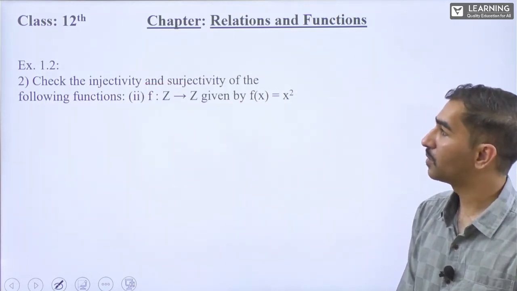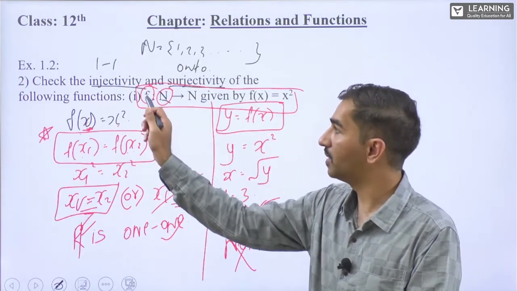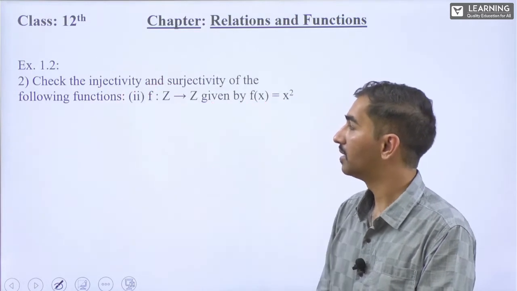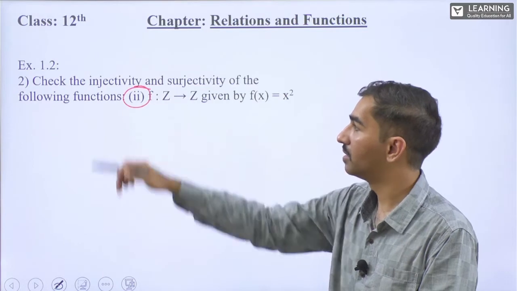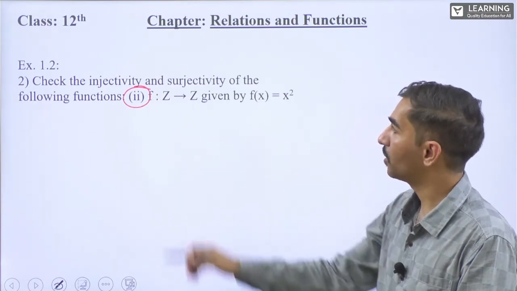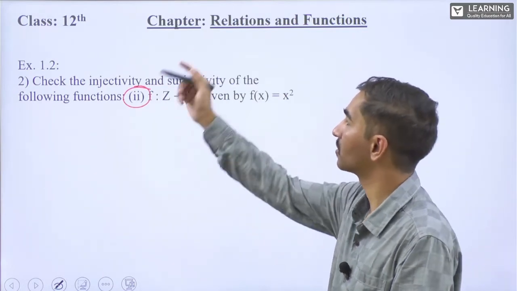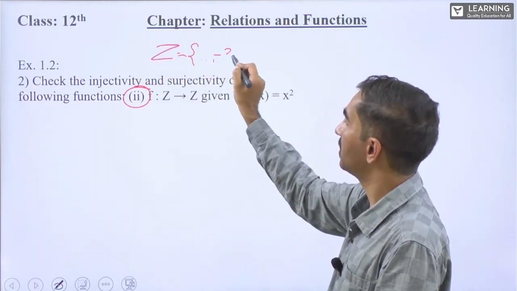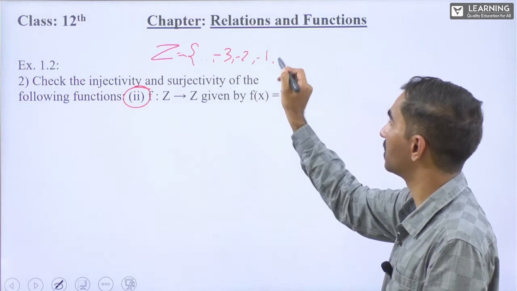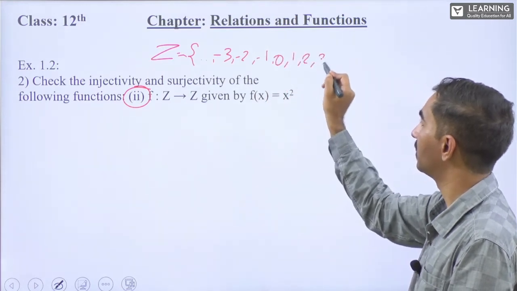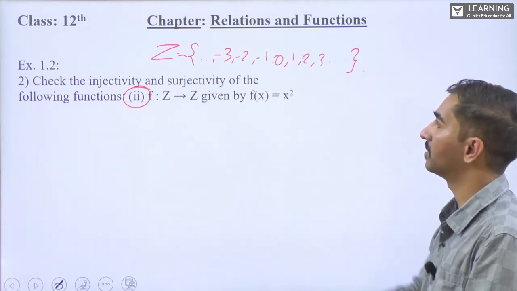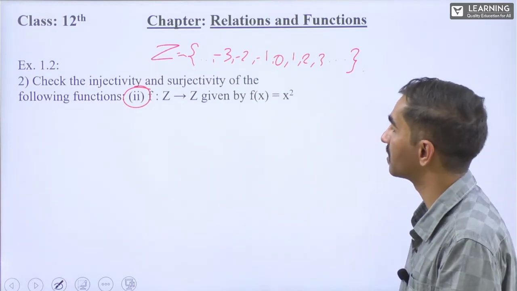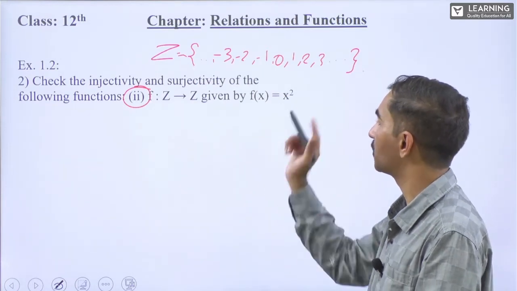Same exercise 1.2, second question. Here we did sub question number 1. Now we are starting with sub question number 2. So what is Z here, students? Set of integers. So how is Z defined again? Z is equal to minus 3, minus 2, minus 1, 0, 1, 2, and 3. This is our set of integers. Z given by f of x is equal to x square.